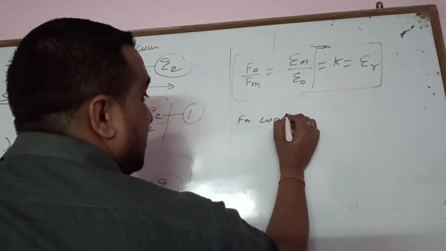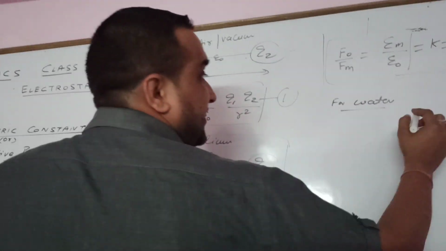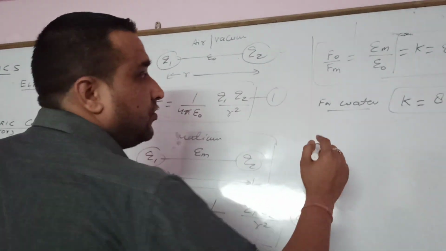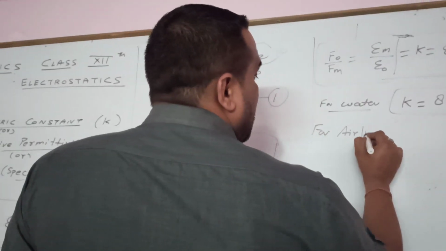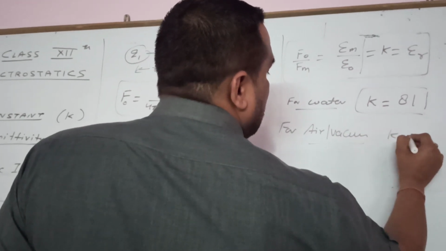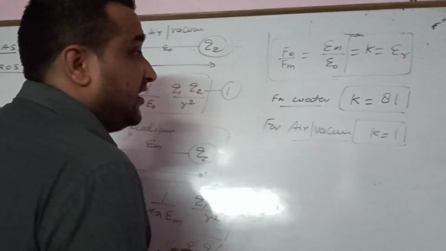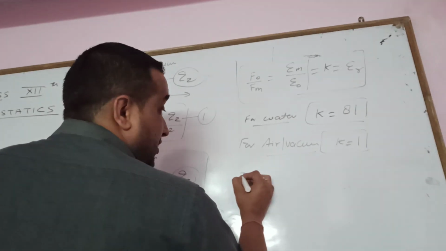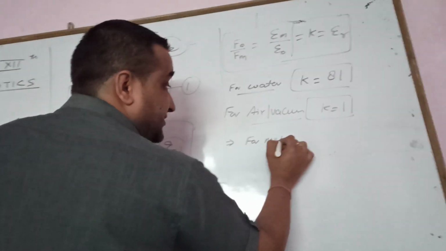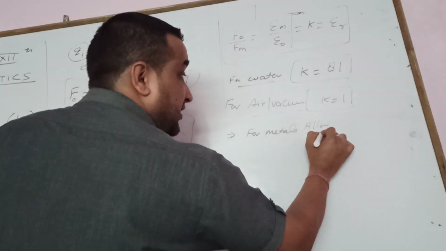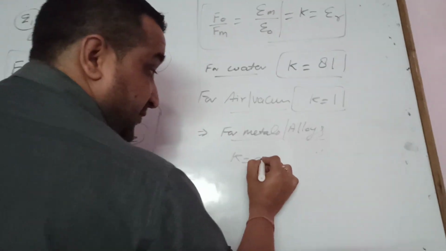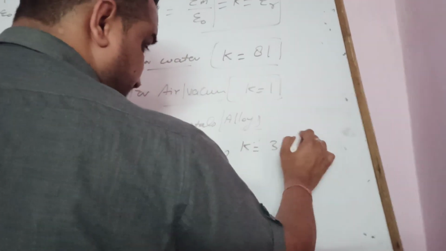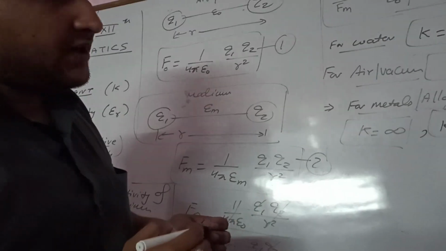For water, the dielectric constant K is equal to 81. Sometimes in other books it is written as 80 also. And for air or vacuum, K is equal to 1. Hence, the dielectric constant has various values for various mediums. And for metals and alloys, the dielectric constant K, sometimes we take as infinity in certain numericals, and sometimes it is very large, 1000 to 3000, it may vary.